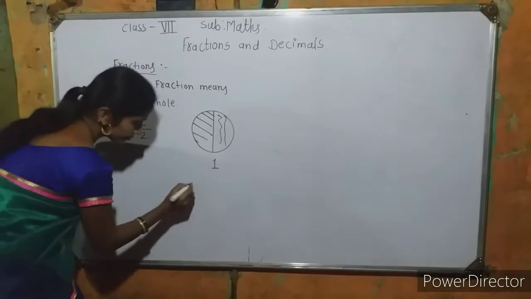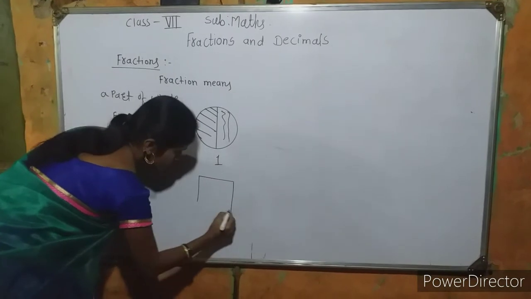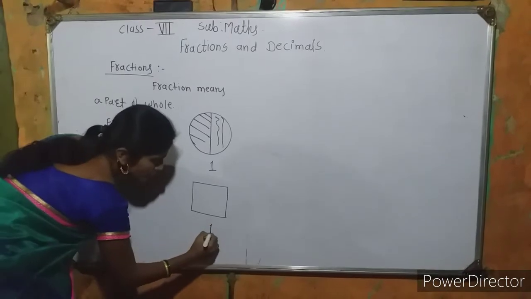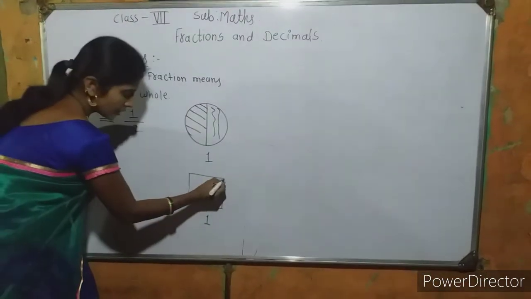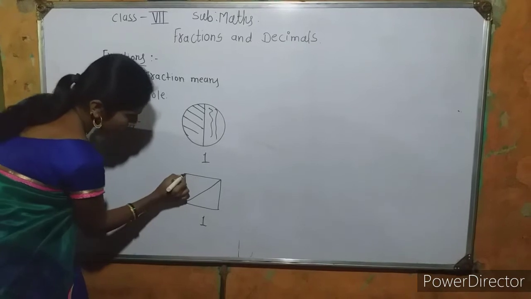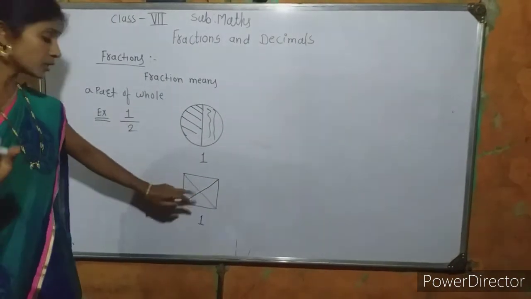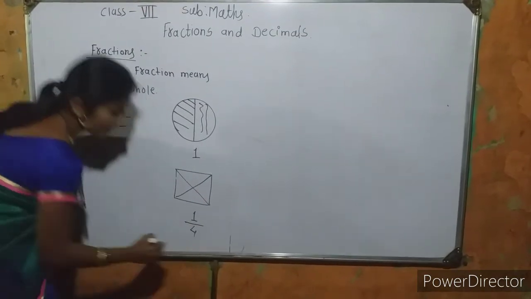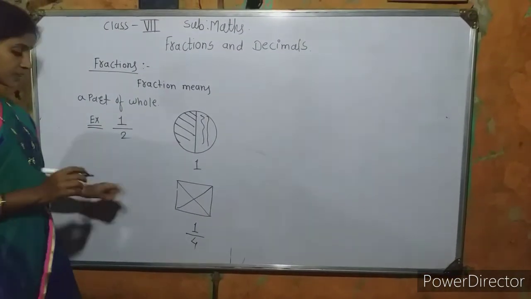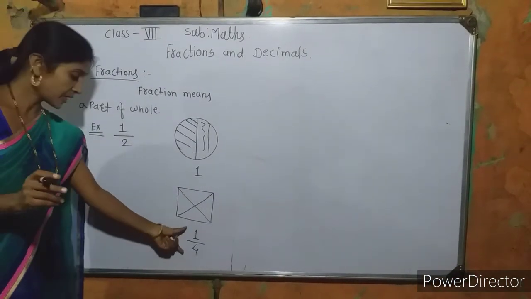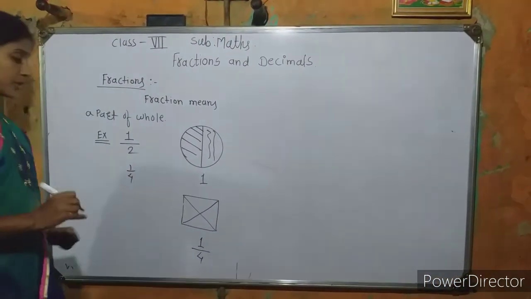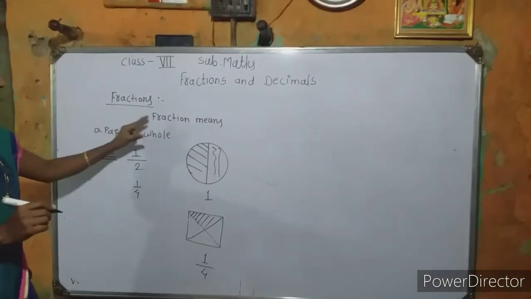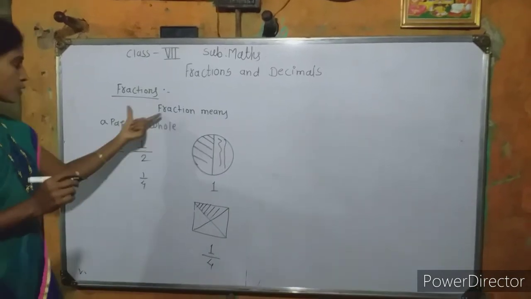One more example. Suppose this is one full square, and this square is divided into two parts and again two parts. That means equal 1, 2, 3, 4 parts. That means one square is divided into 4 parts. That number is called a fraction. So now these are the examples of fraction.